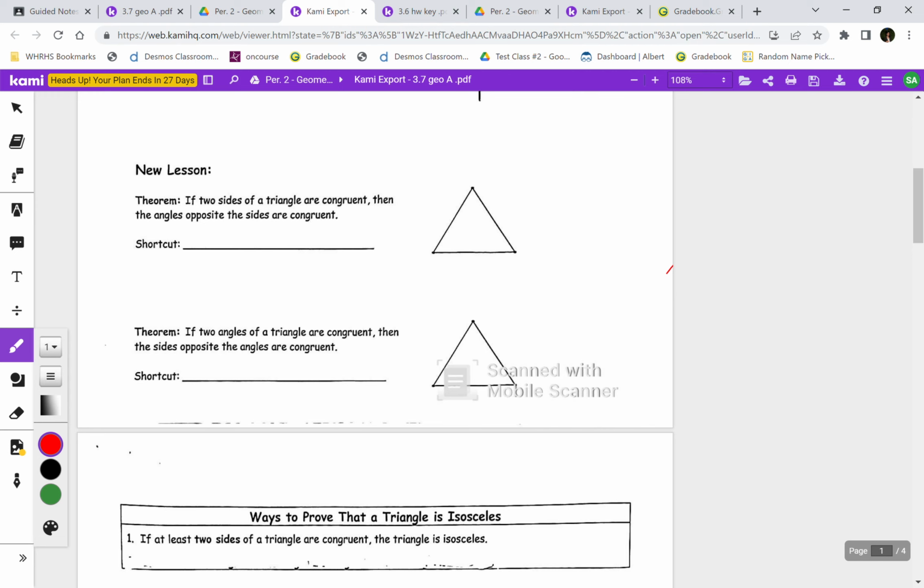So the theorem says if two sides of a triangle are congruent, then the angles opposite the sides are congruent. What does that mean? This is saying if I have a triangle with the legs congruent, it's essentially what kind of triangle? An isosceles triangle, exactly. So if I have an isosceles triangle and the legs are congruent, we can conclude that the base angles are also congruent. So if the legs are congruent, then the base angles are also congruent.